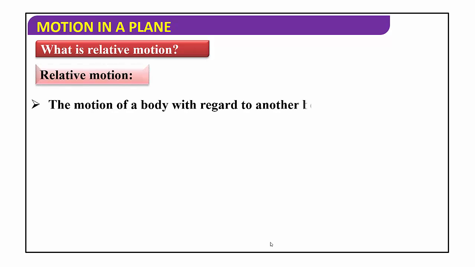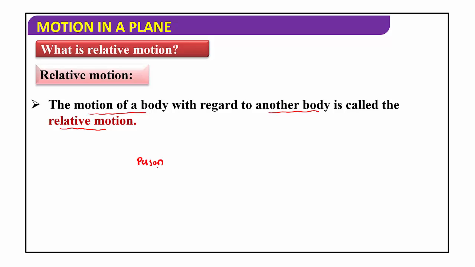Relative motion is the motion of a body with regard to another body. For example, if a person is sitting, he is at rest. Let us consider a person here. This person A is at rest. Here you can imagine the train is moving in this direction. Let us consider this is B. Person A is at rest and the train B is moving.